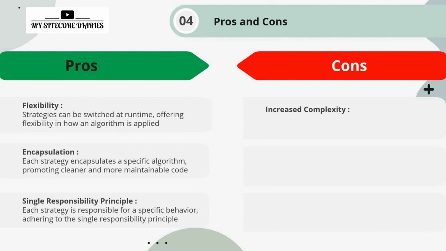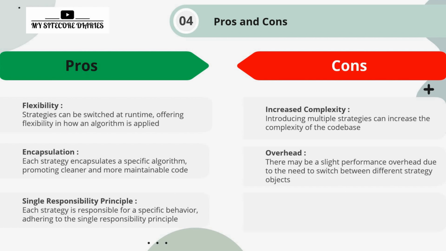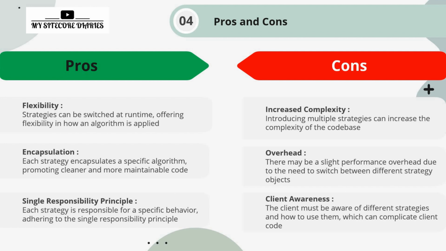Now let's see the cons. Increased complexity. Introducing multiple strategies can increase the complexity of the code base. Overhead. There may be a slight performance overhead due to the need to switch between different strategy objects. Client awareness. The client must be aware of the different strategies and how to use them, which can complicate the client code. We have seen in the program, in our main method, we are calling the different strategies. So it means the client also should be aware of what those strategies are. It's not that you can hide those strategies from the client and it will be clean code for the client. So that can be complicated for the client. Okay, so these are the pros and cons of the strategy pattern.